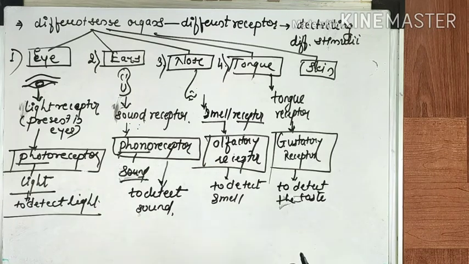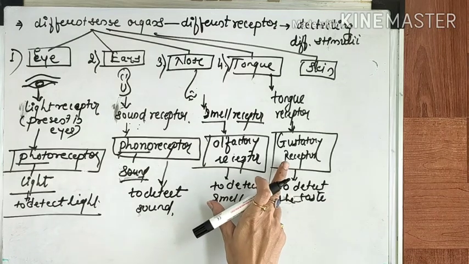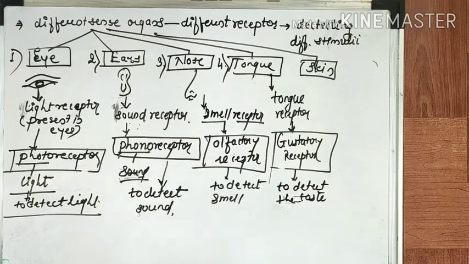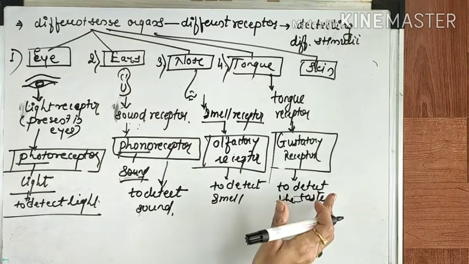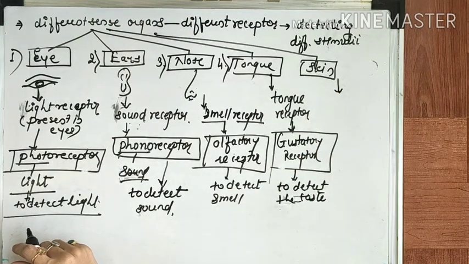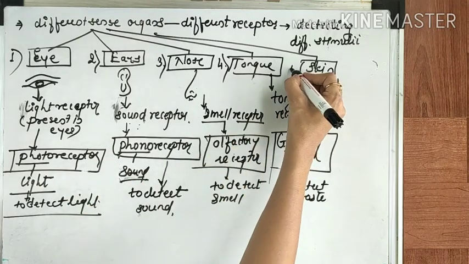Whatever food we eat, whether it is sweet, sour, bitter, or apart from that, whichever taste it is, we can taste this food with the help of the gustatory receptor present on the tongue. So the receptors which are present on the tongue are called gustatory receptors. And what is the role or principle? To detect the taste.